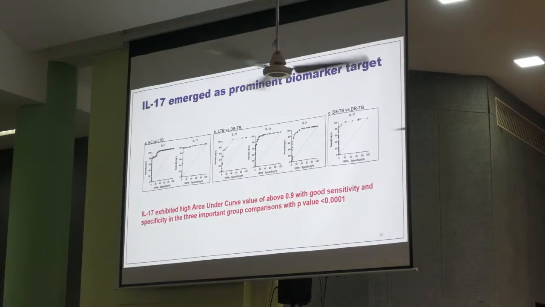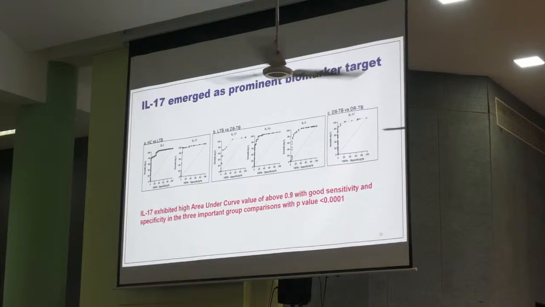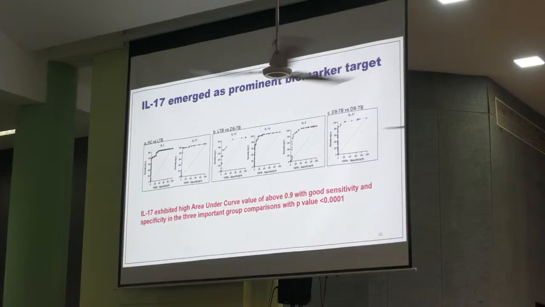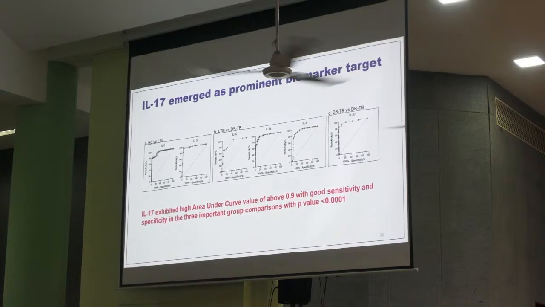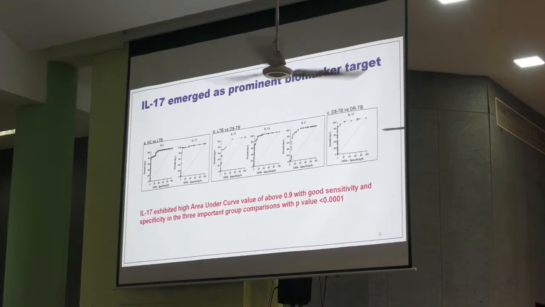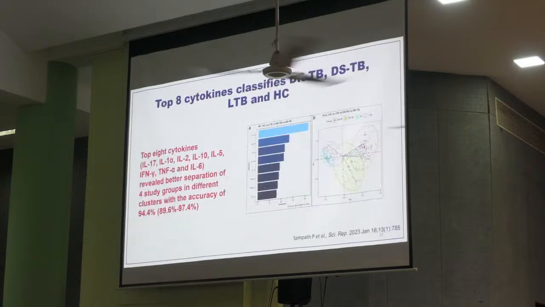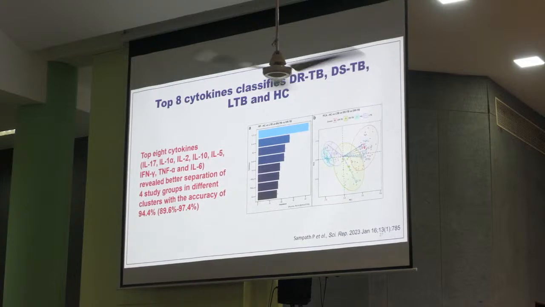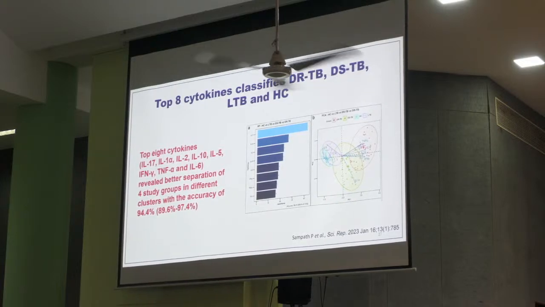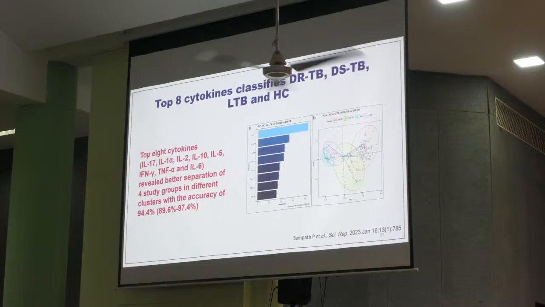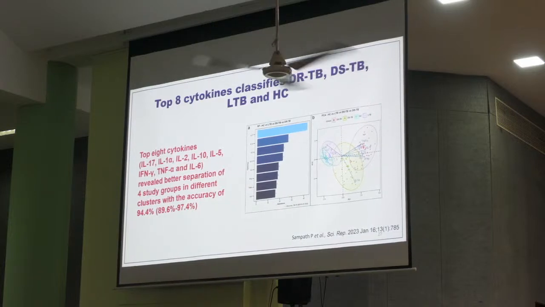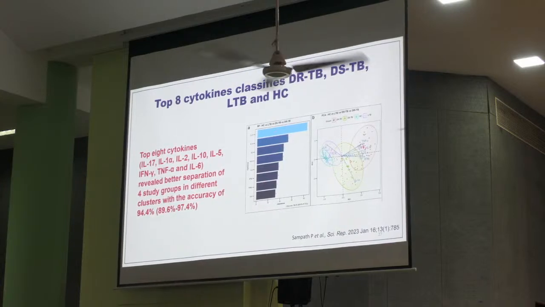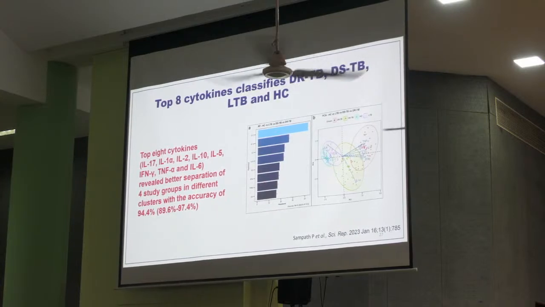Among all the cytokines, we could see that only IL-17 exhibited a higher marker value by means of the ROC curve. So we can say that this is very good at discriminating the different stages of the disease. We can also say that among the 14 cytokines, these 8 cytokines are very important in discriminating all the 4 disease groups, which are very well differentiated, predominantly by IL-17, followed by the other cytokines.